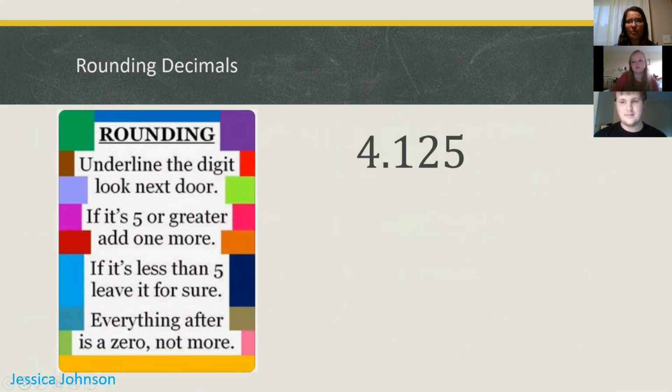Look at the decimal 4.125 and use the poem to round to the nearest integer. Underline the 4, then look next door at the 10th place, which is a 1. Since the 1 is less than 5, I will leave the integer the same. And we get the answer of 4. I need someone to round 4.125 to the nearest 10th place using the poem.